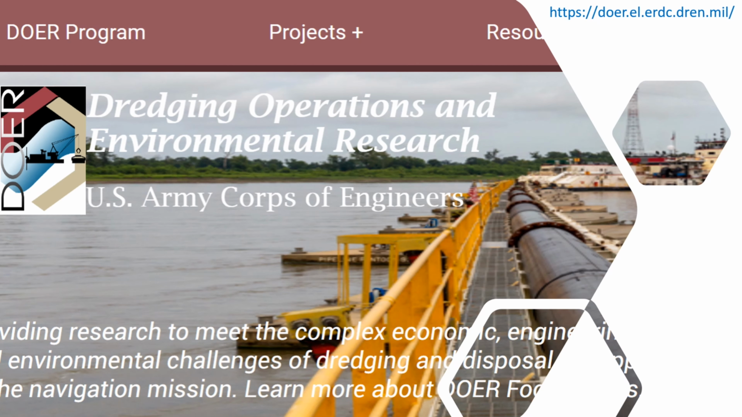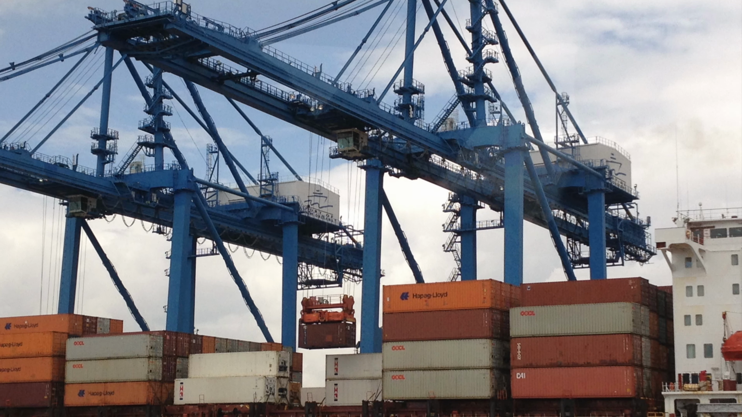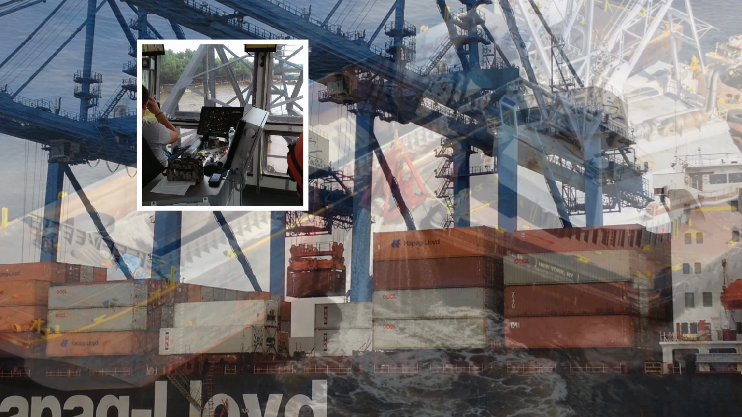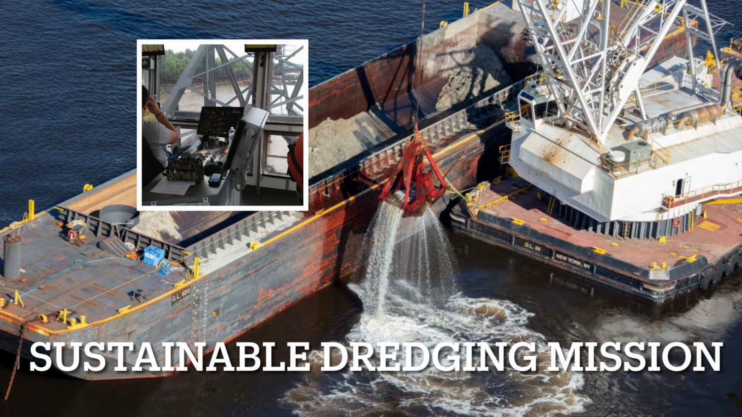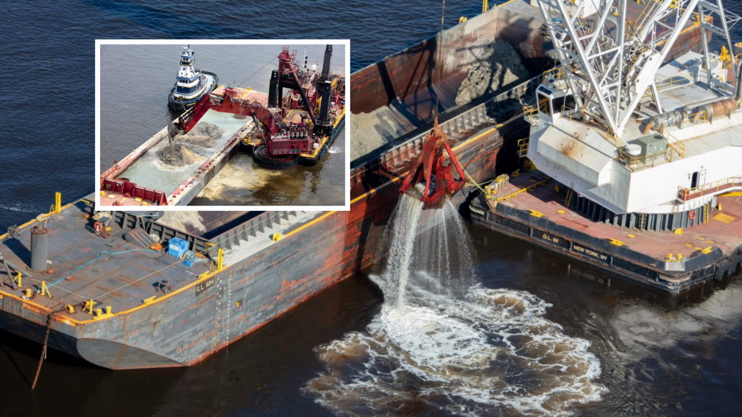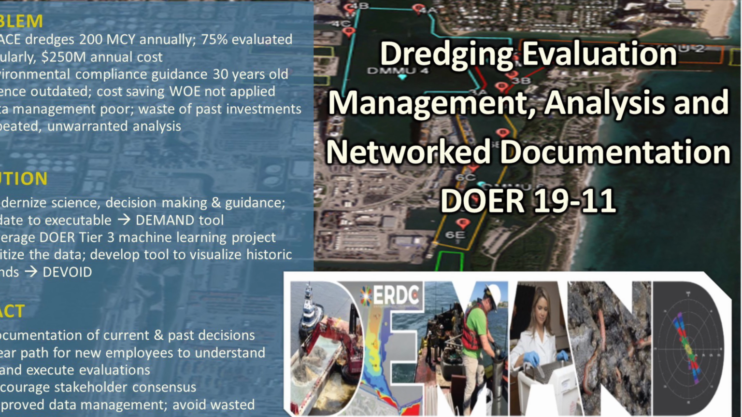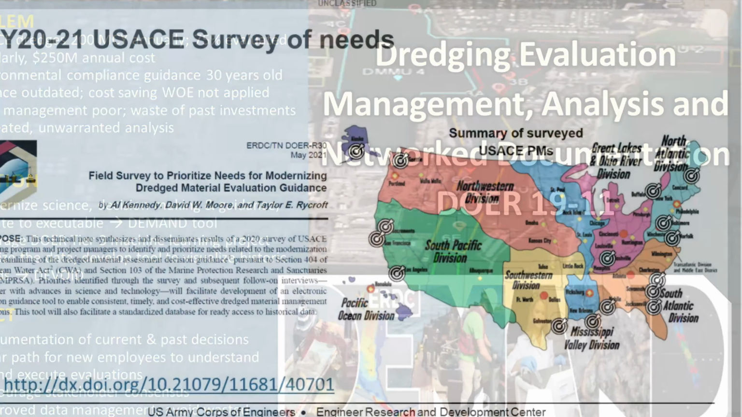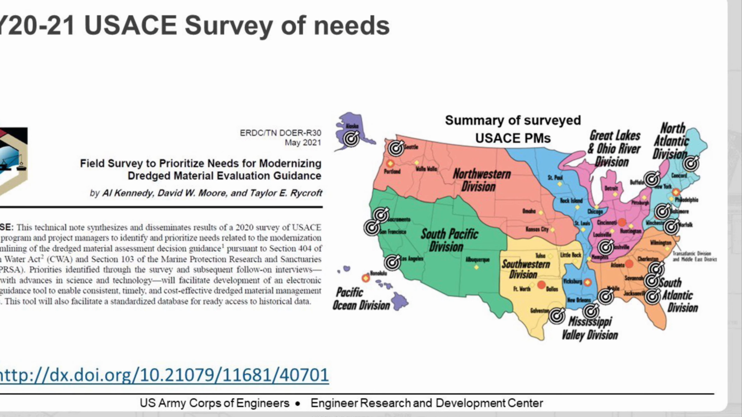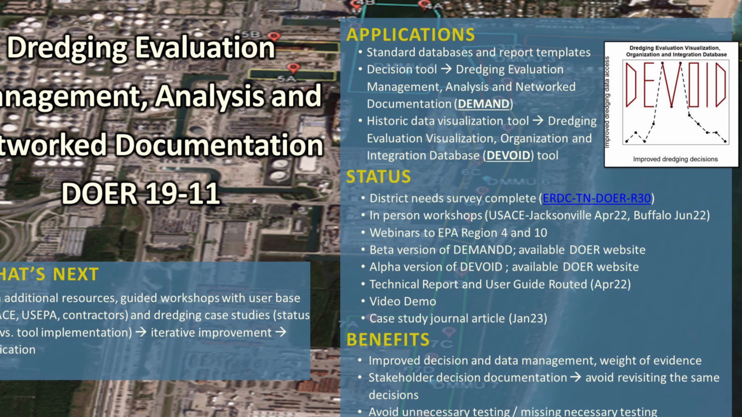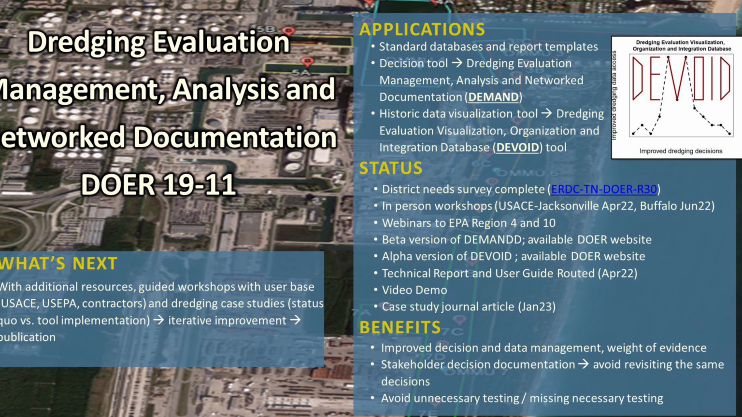This Dredging Operations Environmental Research Project 1911 supports the security of the nation's ports and harbors and the sustainability of the Army Corps dredging mission by modernizing environmental compliance decision support. While the Code of Federal Regulations requires physical, chemical, and toxicological characterization of respective dredge material prior to open water disposal, current national guidance is more than 30 years old.